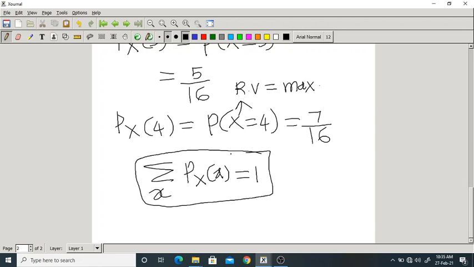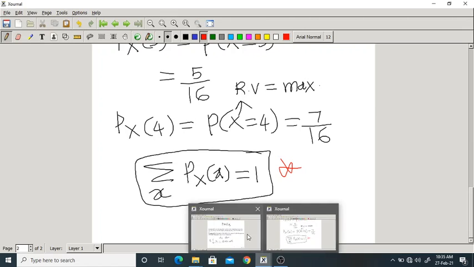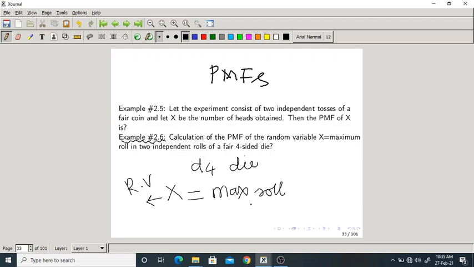After all, PMFs are nothing but probabilities. So that's why the sum of all probabilities is equal to 1. In the same way, the sum of all PMFs should also be equal to 1. Okay, it's very important. Now, that is how we find the probability mass function of the random variable in this way.